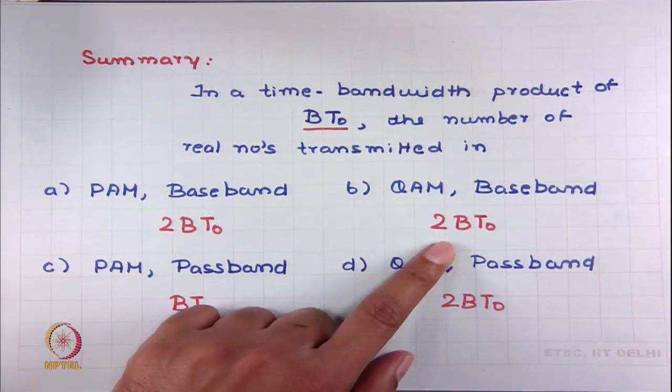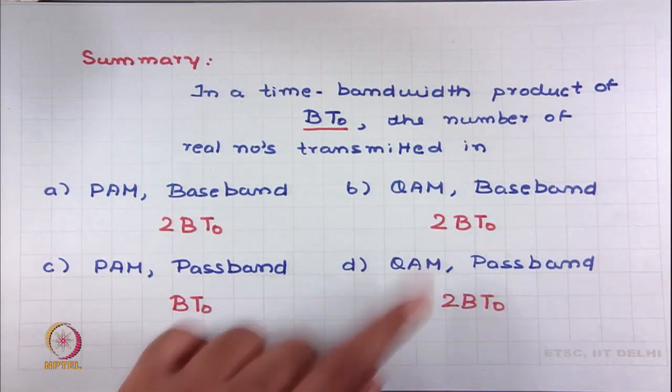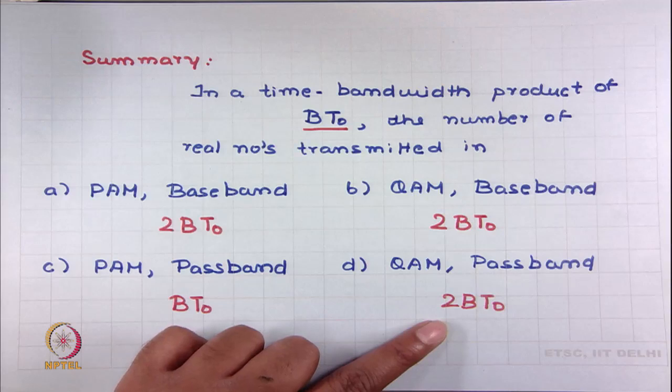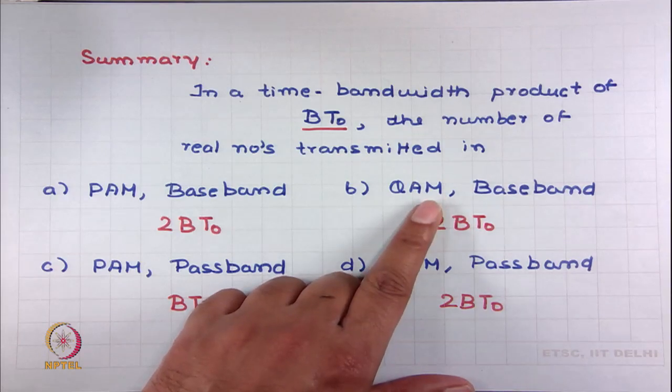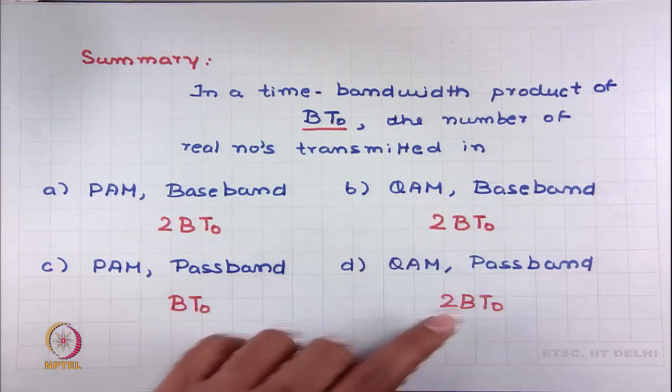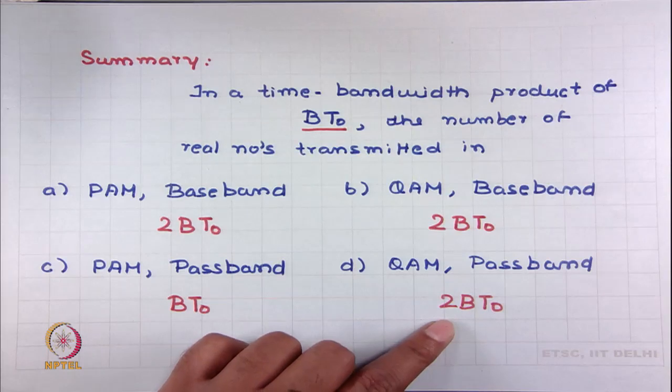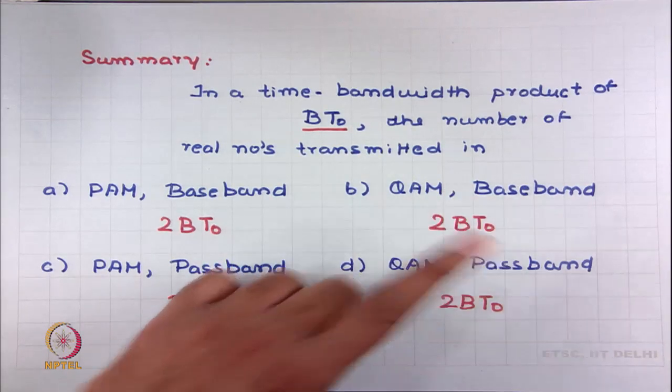QAM at baseband, we require 2 B T naught real numbers. QAM at passband, we require 2 B T naught real numbers. Okay. So, as you can see, QAM does not reduce in the degrees of freedom it has when you go from baseband to passband.